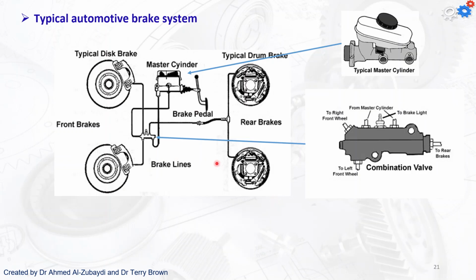Okay, typical automotive braking system. So often you'll have disc brakes at the front, drum brakes at the rear, master cylinder, to distribute the hydraulic pressure throughout the system, and then you have a combination valve which gives you your brake balance front to rear. So a certain percentage of the load or the braking force will go to the front and a certain percentage will go to the back, depending on what balance you want.